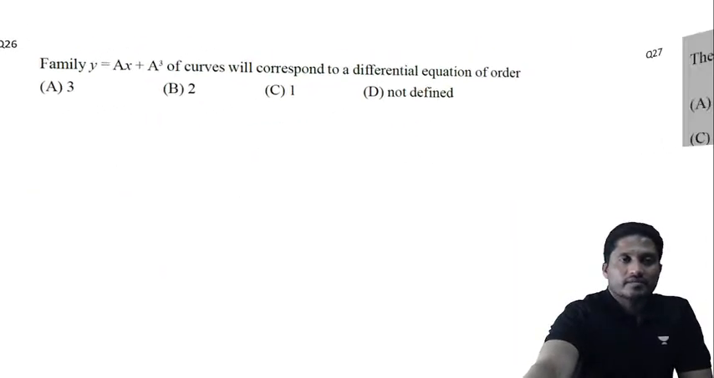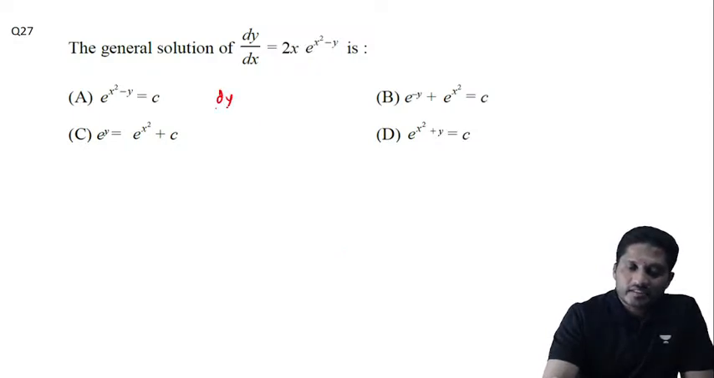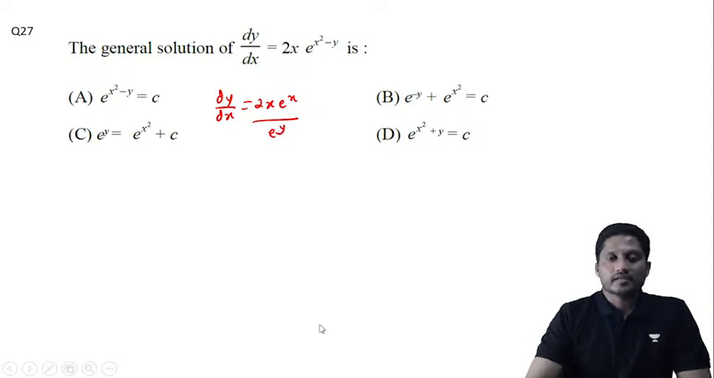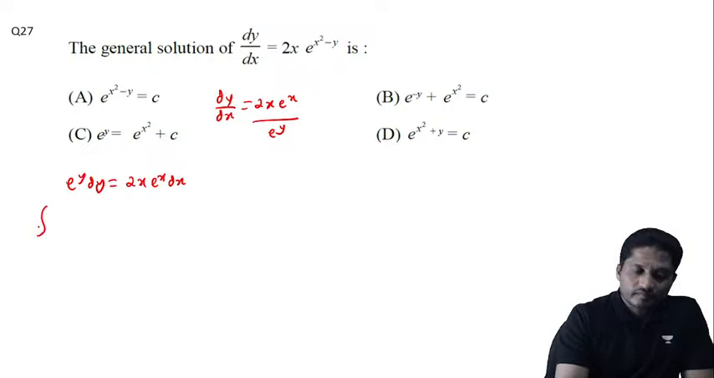Yes, question number 27. The general solution of the equation is, first we'll separate the variables. I can write this as dy by dx is equal to 2x into e power x upon e power y. E power minus y, you shift to denominator, you get e power plus y. If I cross multiply, e power y into dy is equal to 2x into e power x into dx. E power y into dy is equal to 2 times integration of x into e power x dx and then plus c.